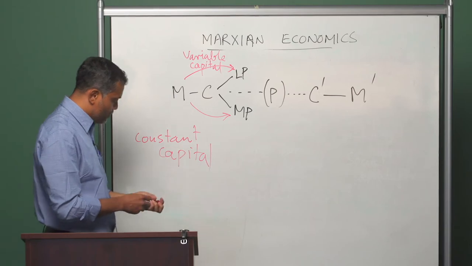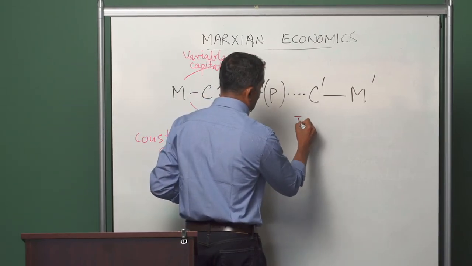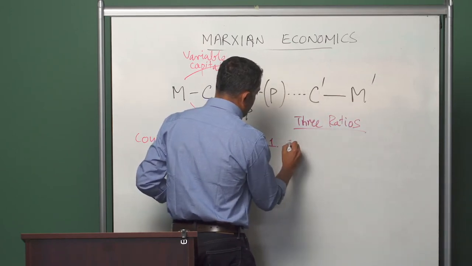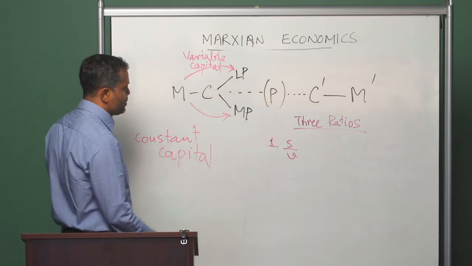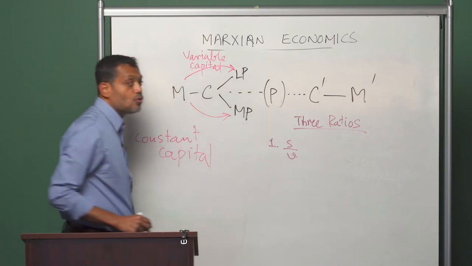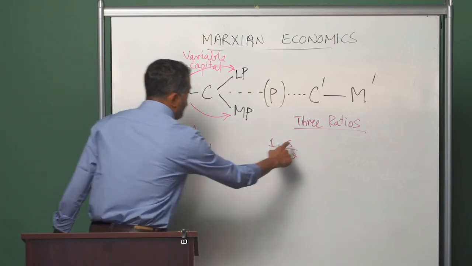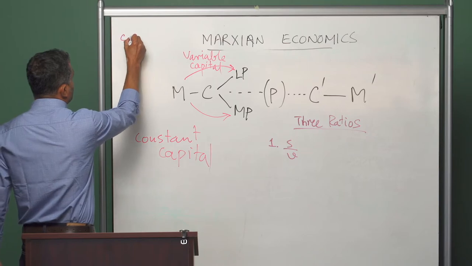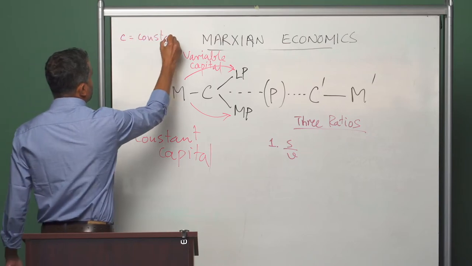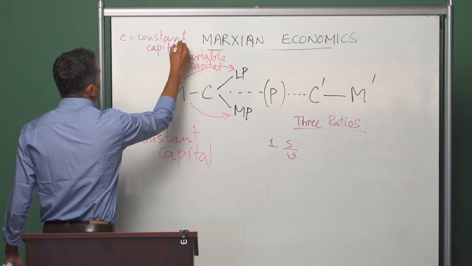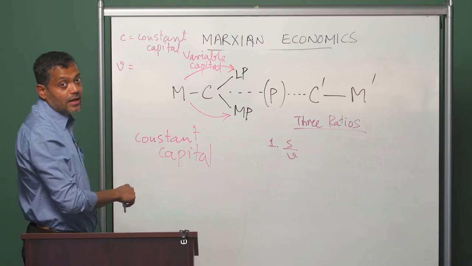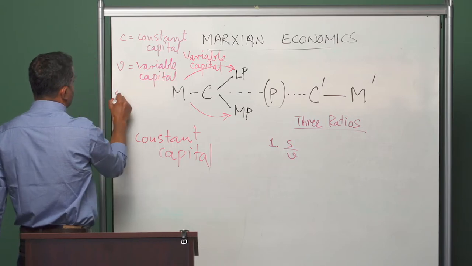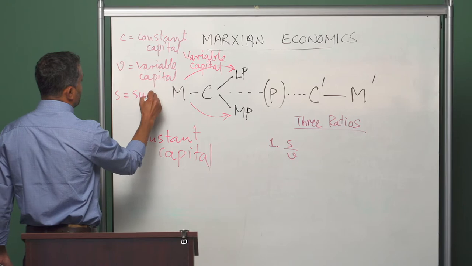Now, with those two definitions, we can define three important ratios. The first ratio is the ratio of surplus value to variable capital. So before I define that ratio, let me just write the following notation here. Constant capital is denoted with the letter C. Variable capital is denoted with the letter V. And surplus value is denoted with the letter S.